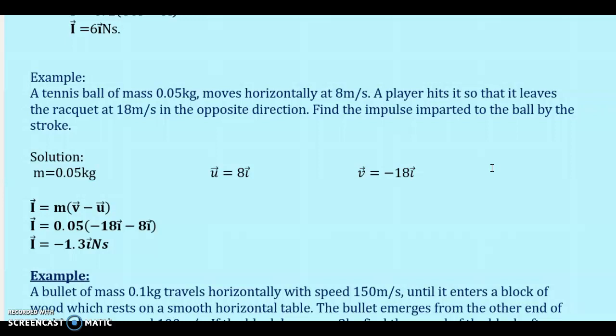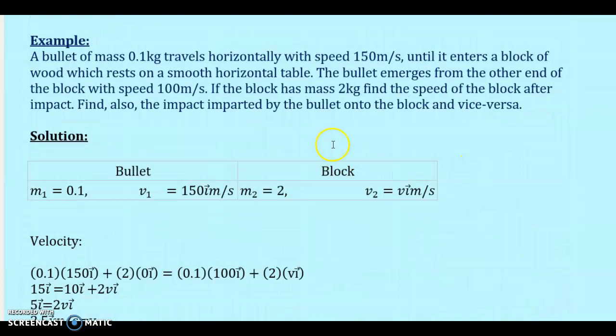I put those numbers into the formula. I is equal to mass times the change in velocity. And I get that the impulse imparted is minus 1.3i Newton seconds. Now remember, that means the quantity of impulse is 1.3 Newton seconds, but the impulse, because it's a vector, is minus 1.3i Newton seconds. It's telling you about the direction of it as well. Okay, let's look at our third example.